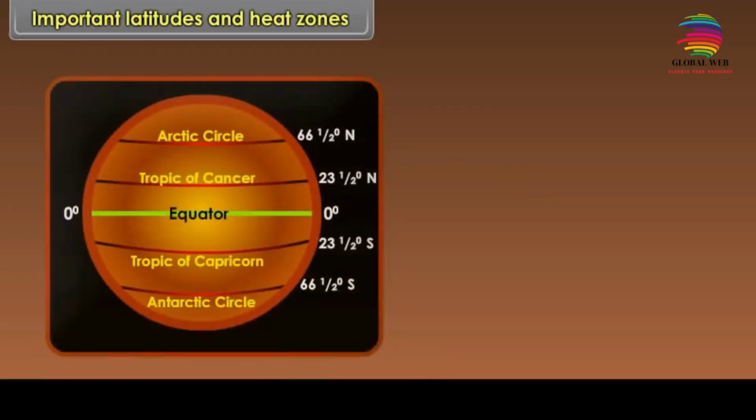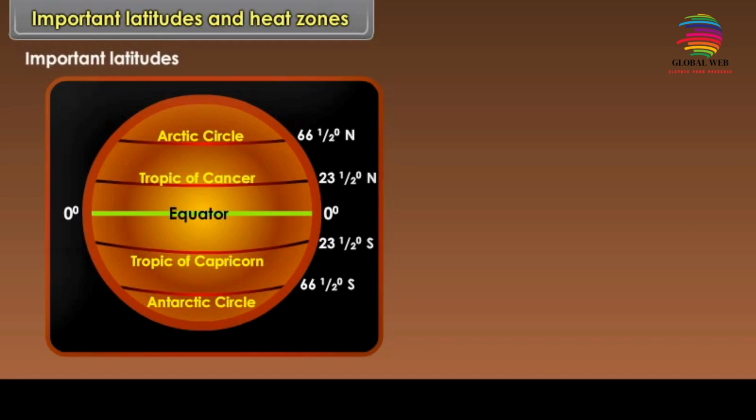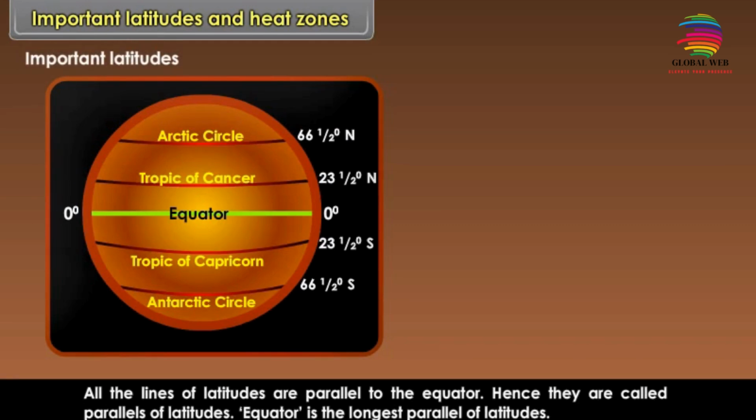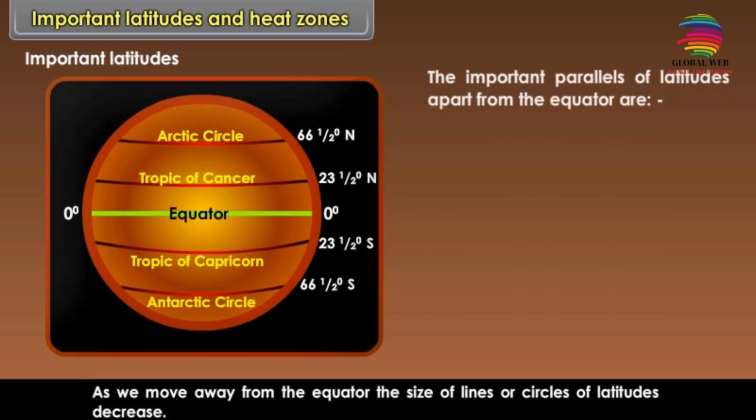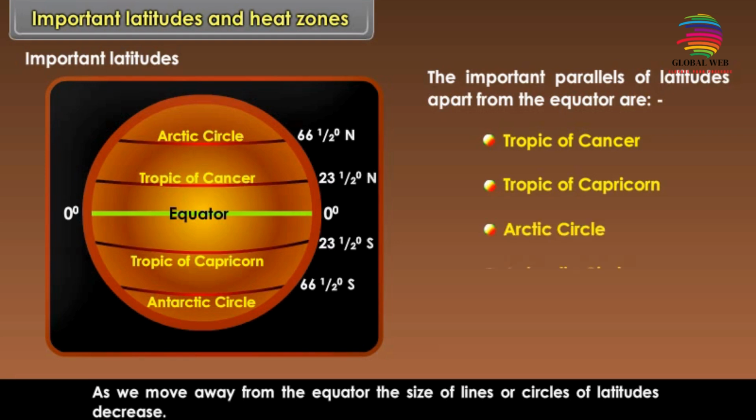Important latitudes and heat zones. Important latitudes. All the lines of latitudes are parallel to the equator. Hence, they are called parallels of latitudes. Equator is the longest parallel of latitudes. As we move away from the equator, the size of lines or circles of latitudes decrease. The important parallels of latitudes apart from the equator are Tropic of Cancer, Tropic of Capricorn, Arctic Circle, Antarctic Circle.